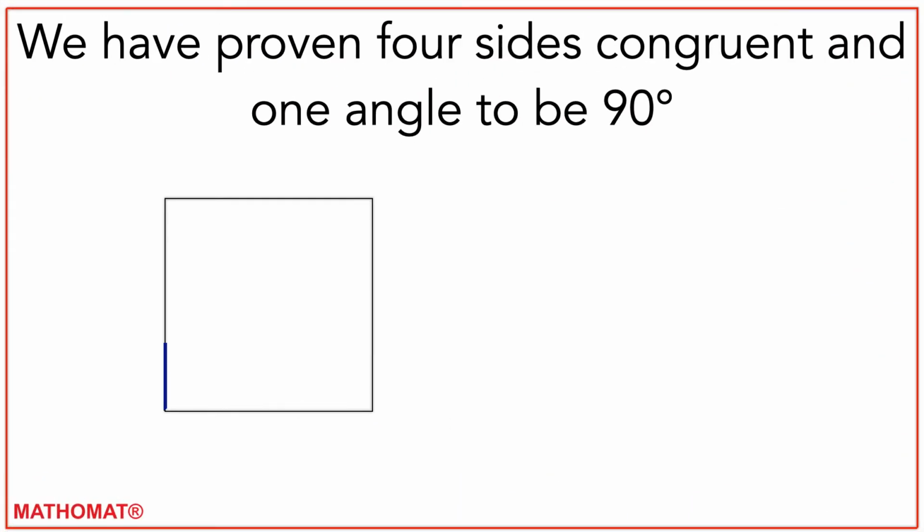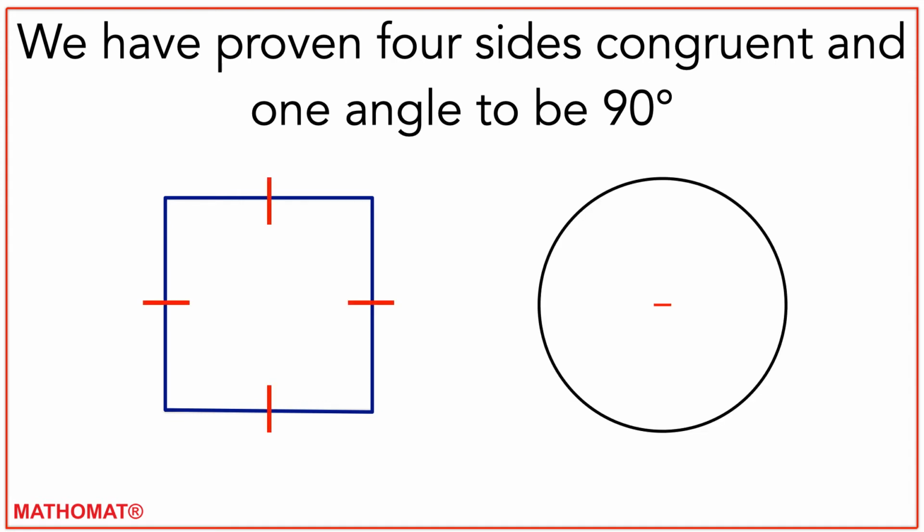So we have proven 4 sides congruent, and we've proven one angle to be 90 degrees. We've used a diameter. We've positioned our square. We moved it up so that the angle touches the circumference. We've produced 2 of the sides, and the diameter acts as the third side of that triangle. We know we have a 90-degree angle on the circumference.